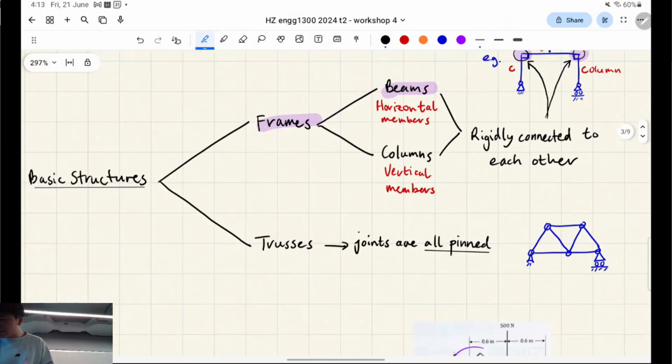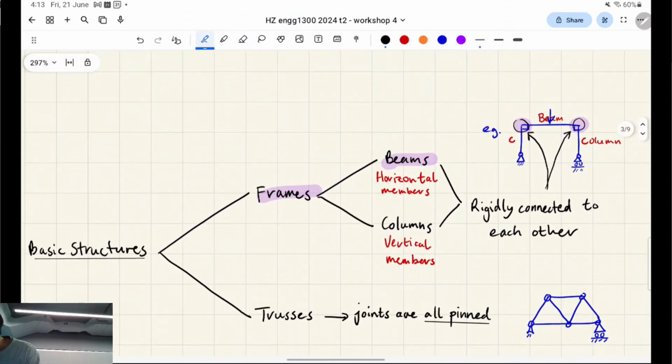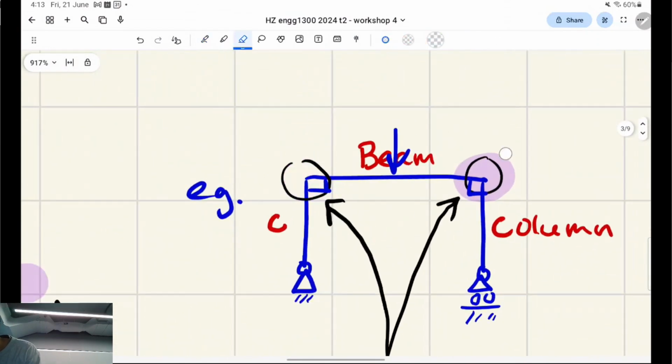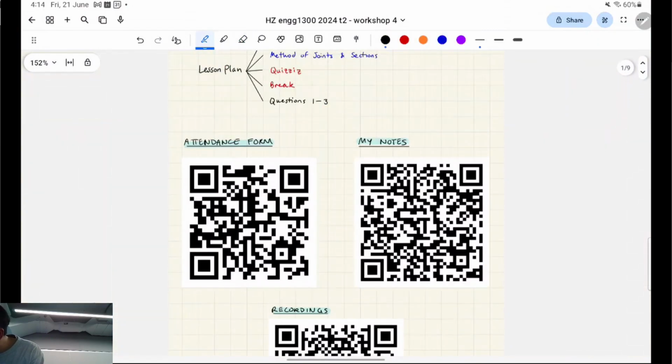On the other hand, we have trusses, where we have all. Oh, sorry. Give me a moment. I realize I'm drawing over my master document.